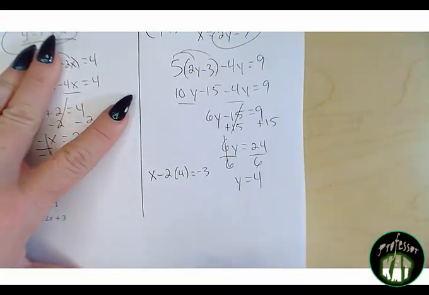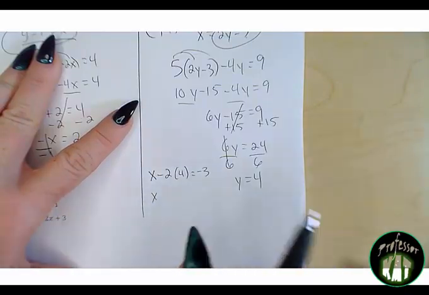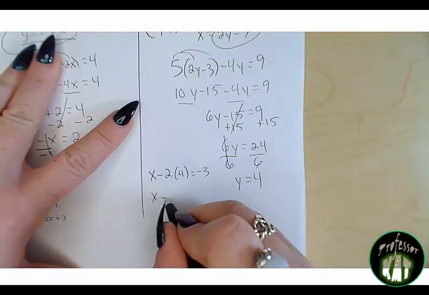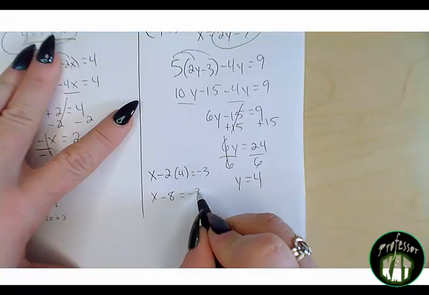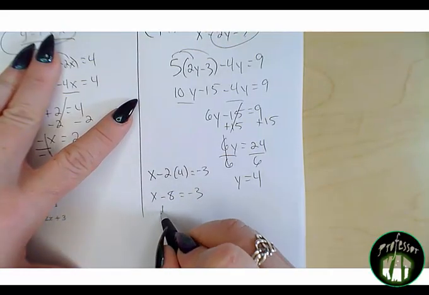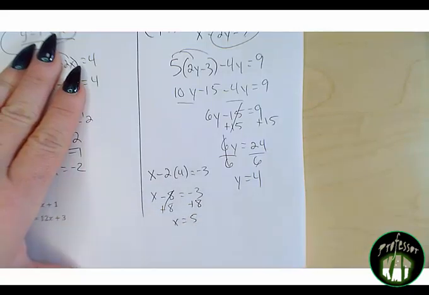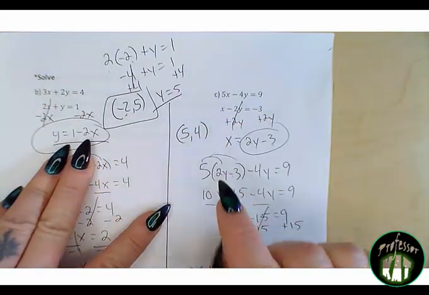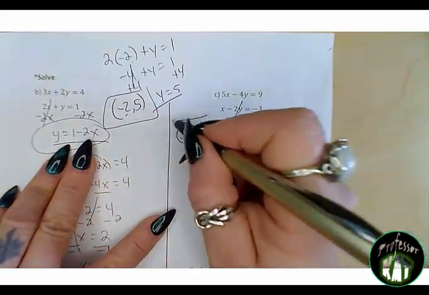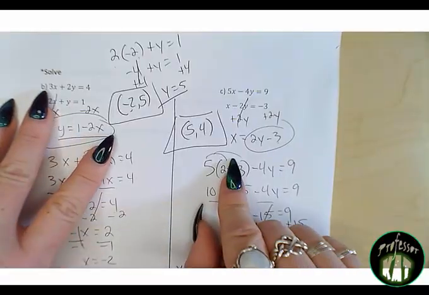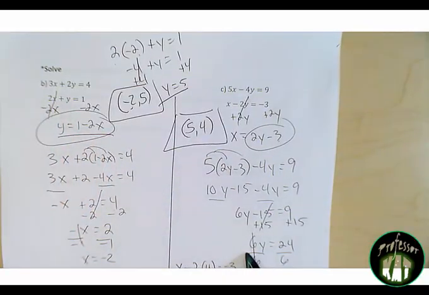Solve this equation. Dropping down the x, negative 2 times 4 is a negative 8. And that's going to equal negative 3. Add 8 on each side, and we get that x is equal to 5. We can now take that 5, plug it in here. Our solution, our point of intersection, is the point (5, 4).